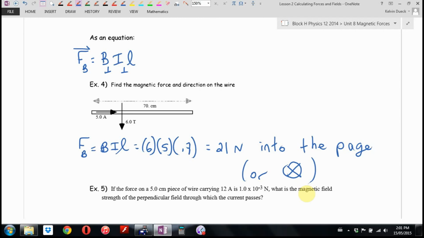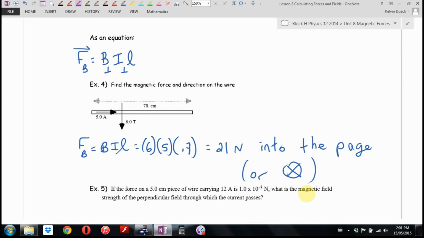Now we can start to reverse engineer this. You may recall, Jacob, last lesson, as soon as I showed you that jumping wire, I said we've just entered the realm of how we move things electronically in machines. So suppose I know how big a force I need to move whatever part we're talking about. How strong a magnetic field do I need? Because example 5 here is asking us to find a magnetic field.